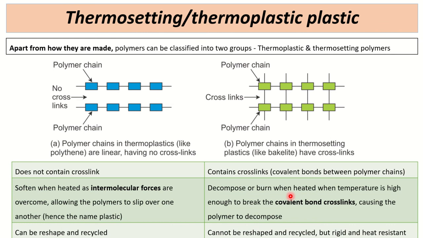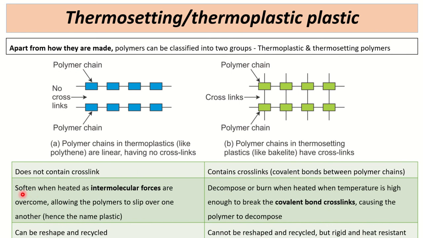Another way we can classify plastics is based on the way they've been generated. There are two ways: thermosetting and thermoplastics. Apart from how they're made, they can be defined in these two ways. You have your polymer chain here, you have your cross links. Thermoplastics don't allow for cross-links, they allow for linear chains. Thermosetting, however, allows for cross-linking between the polymers, and that's done by covalent bonds.